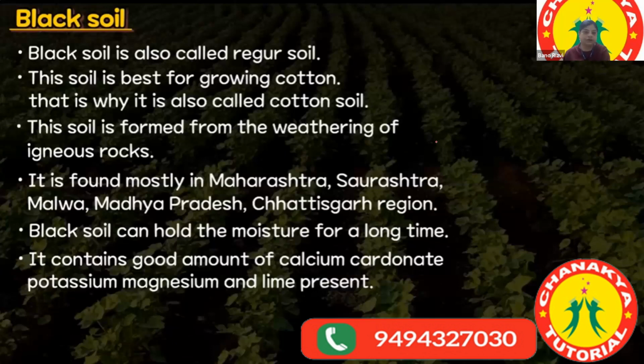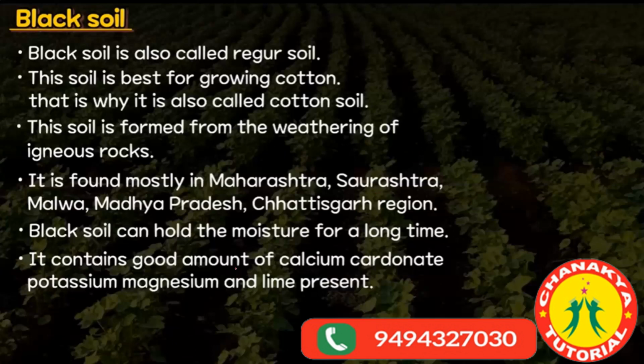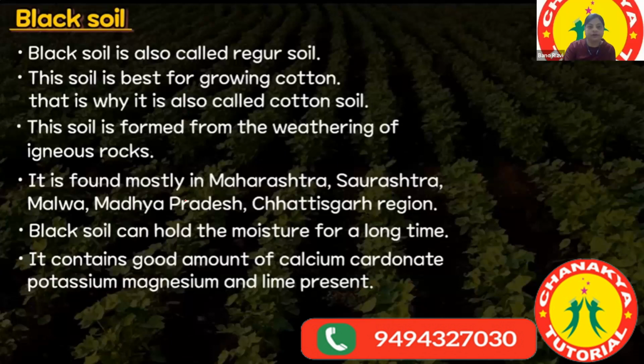Moksha, are you able to read this? Yes, ma'am. Black soil is also regur soil. This soil is best for growing cotton. That is why it is also called cotton soil. The soil is formed from the weathering of igneous rocks. It is found mostly in Maharashtra, Saurashtra, Malwa, Madhya Pradesh, Chhattisgarh region. Black soil can hold moisture for a long time. It contains a good amount of calcium carbonate, potassium, magnesium, and lime. Good.